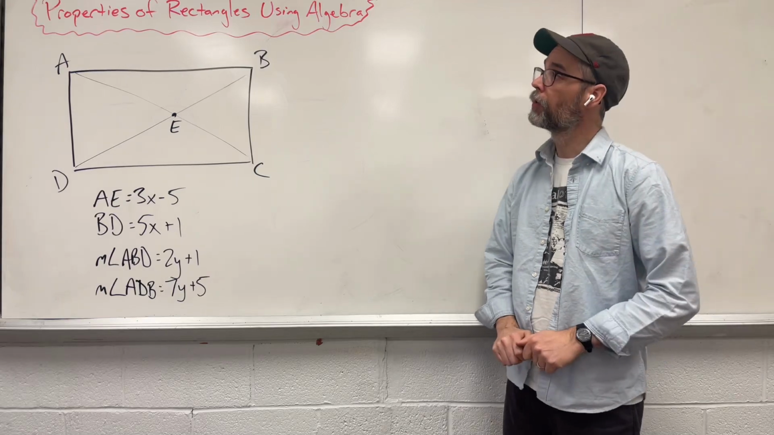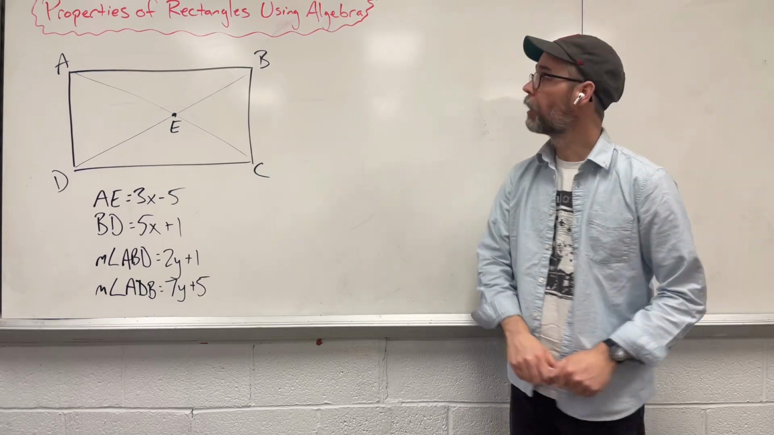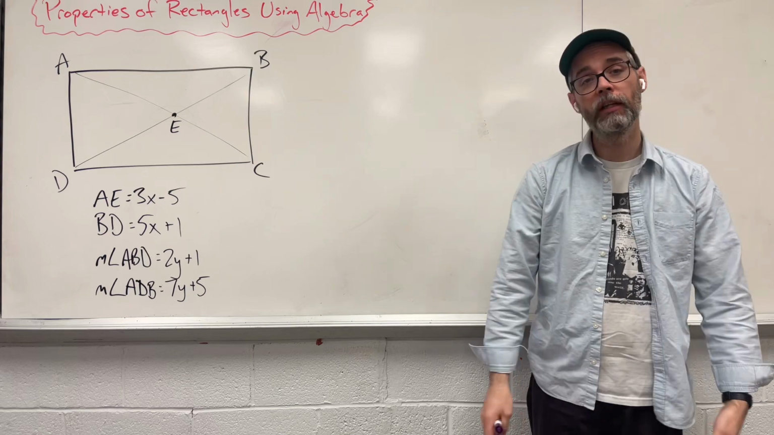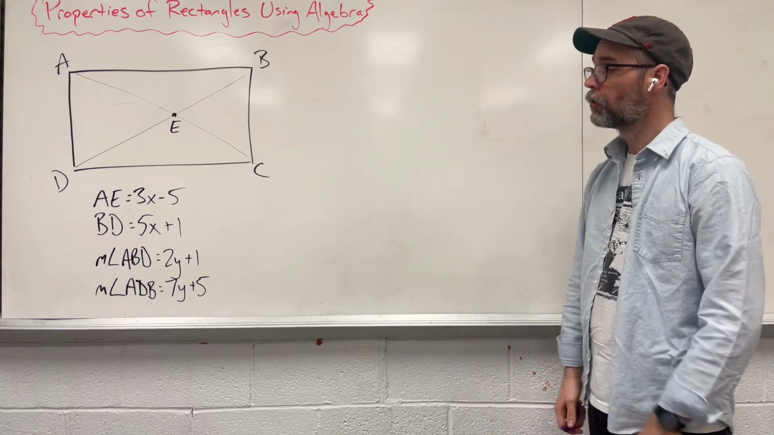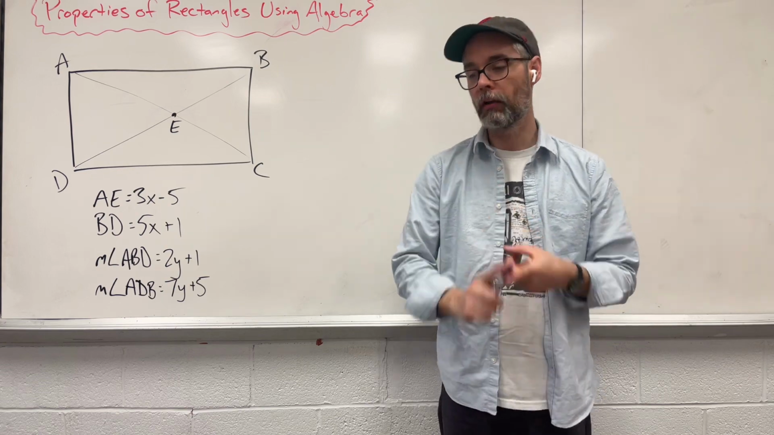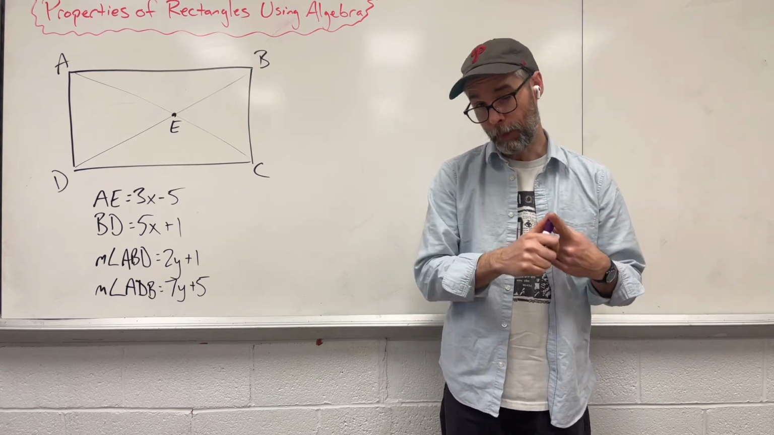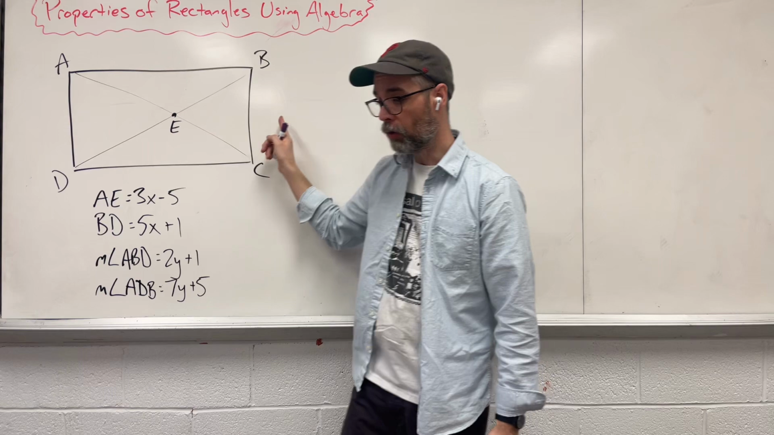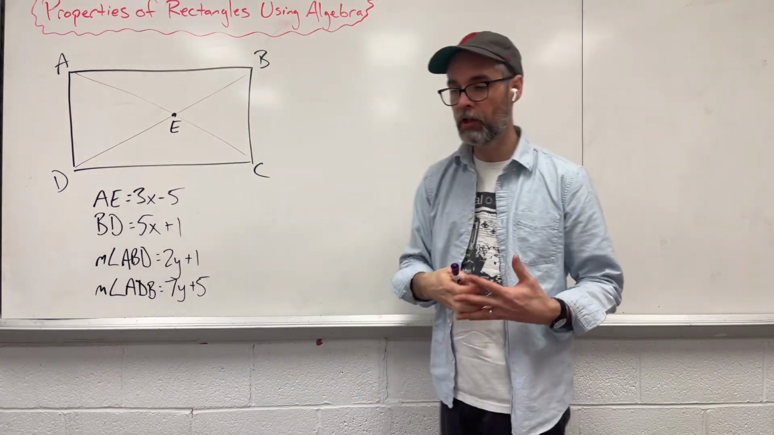Hi, today we're going to take a look at the properties of rectangles and using algebra to help prove that it is in fact a rectangle. So we have a few rules to say that we have a rectangle. A rectangle has four right angles. A rectangle has opposite sides that are both parallel and congruent to each other.